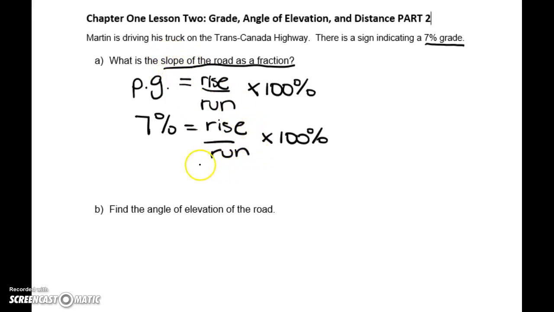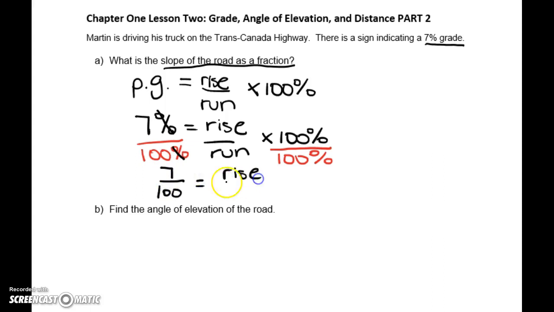We're basically going to treat this entire fraction almost as if it were a variable on its own. So we want to get rid of this multiplied by 100%. To do that, you have to do the opposite operation, and the opposite of multiplication is division. So you're going to divide by 100%. Because this is an equation, you have to do that to the other side as well. So divide your left side by 100% as well. What we will notice is that our units cancel out. We get rid of our percent symbols, and we're left with 7 over 100 is equal to rise over run.